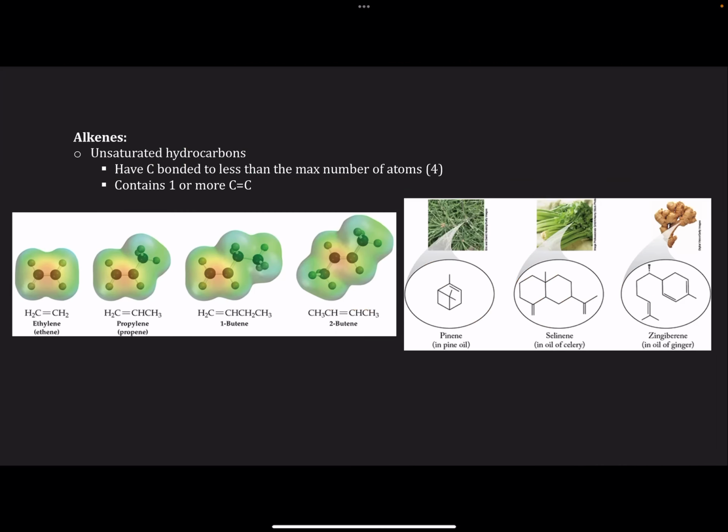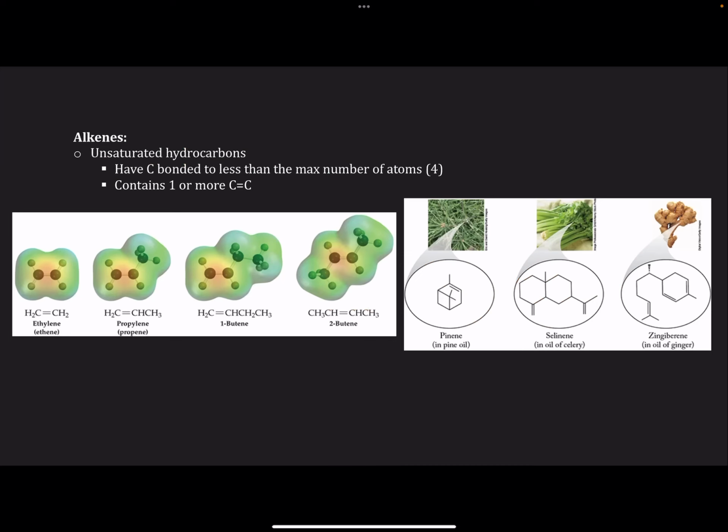So looking at each of our individual functional groups, we'll start with the alkenes. Alkenes are described as being unsaturated hydrocarbons. So we talked about saturated, meaning it was full. Unsaturated means it's not full. We have carbons bonded to less than the maximum number of atoms, which would be 4. That occurs when we have one or more carbon-carbon double bond. So we've got some examples here.